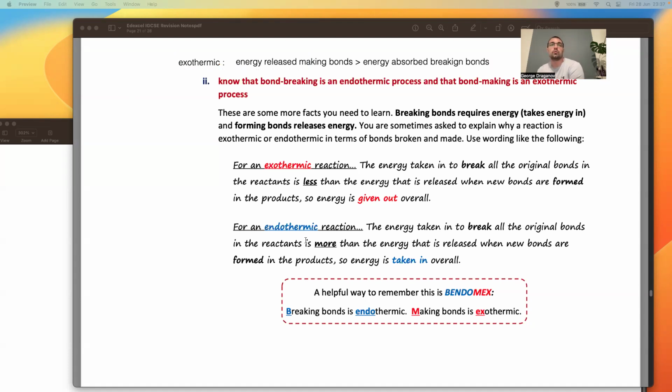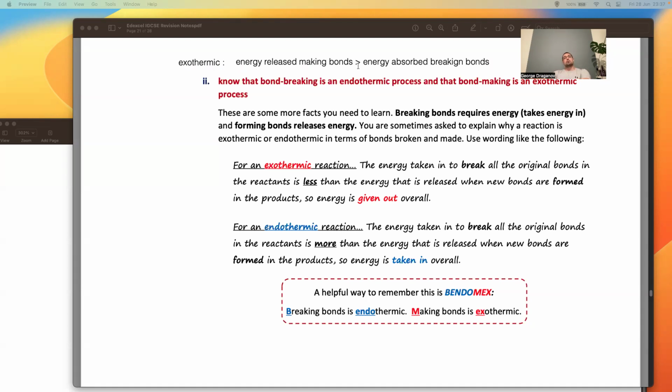Now, the reverse will be true for endothermic. So the energy taken in to break all the bonds is more than the energy released when the new bonds are formed. So all you do is just change this sign. Then it will be the correct definition for endothermic. So it's very important that you know this.